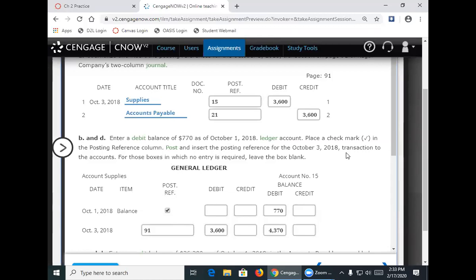That way we're creating that reference between the two. So if I'm in my journal, I can see what account I posted it to. And then if I'm in my ledger, I know what page to go to. Thank you, I was so confused on that. Any other questions on that?